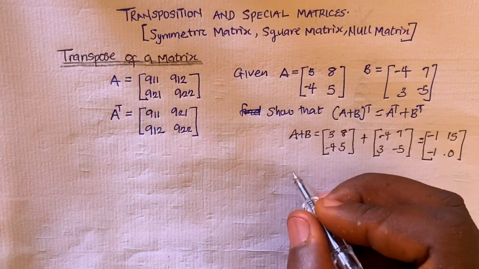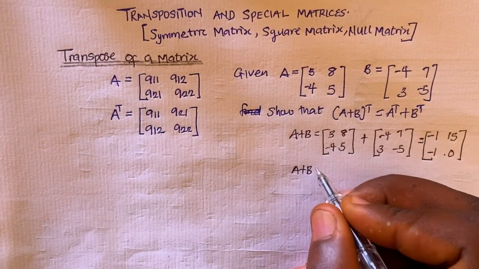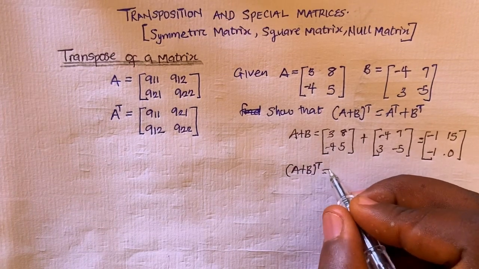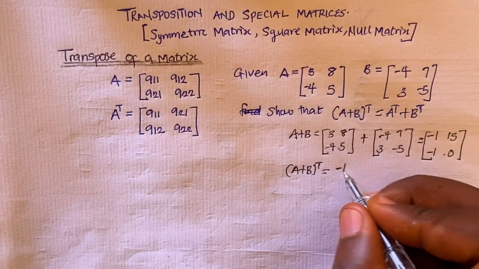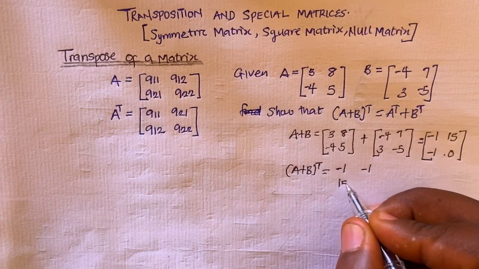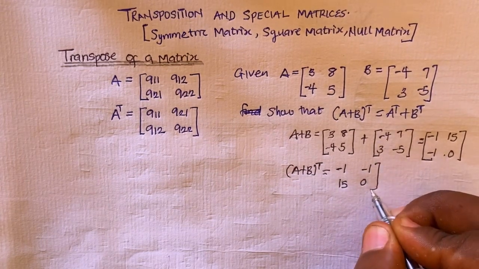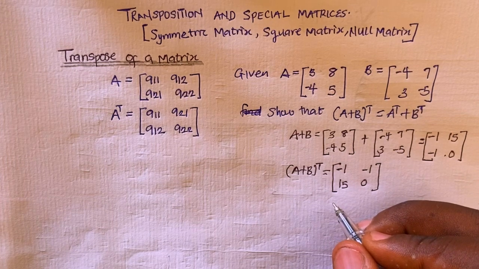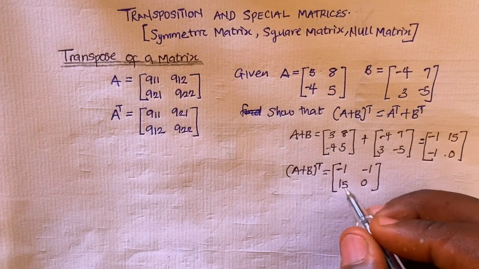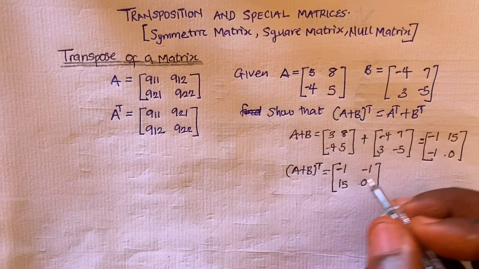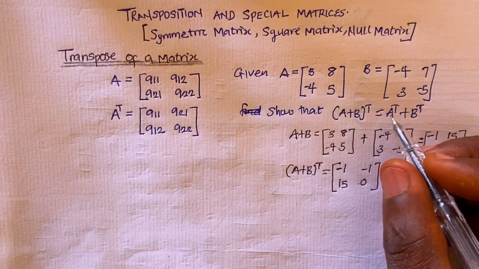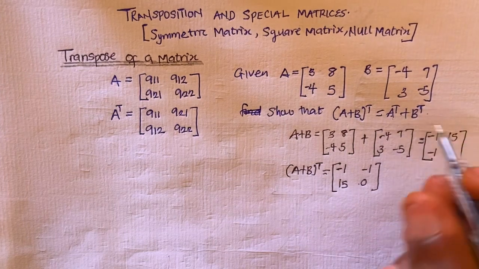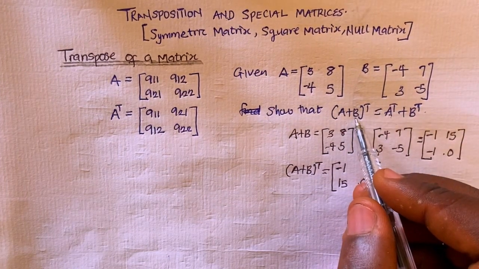Now let me go ahead and find (A plus B) transpose. Finding (A plus B) transpose now, I'm going to have minus 1, 15 and 0. That is, I simply replace my row with my column and my column with my row. Then, since A plus B is equal to this, let's go ahead and verify if A transpose plus B transpose will be equal to (A plus B) transpose.